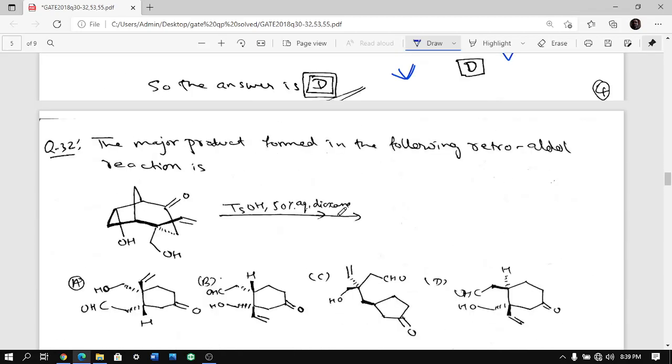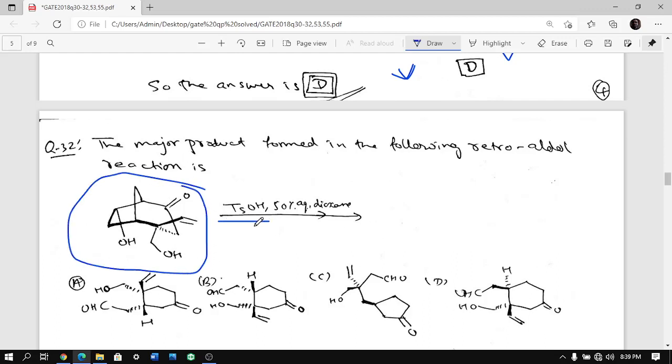Moving on to the next reaction. They have given you a molecule, and they are reacting it with para-tosyl OH, basically para-toluene sulfonic acid, a very strong acid, in 50% aqueous dioxane. They are asking for the major product formed in the retro-aldol reaction. So what is retro?